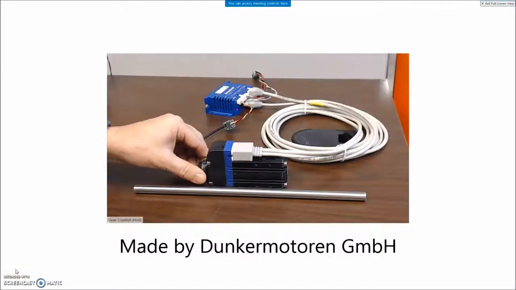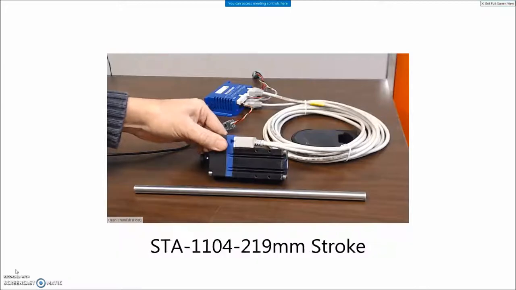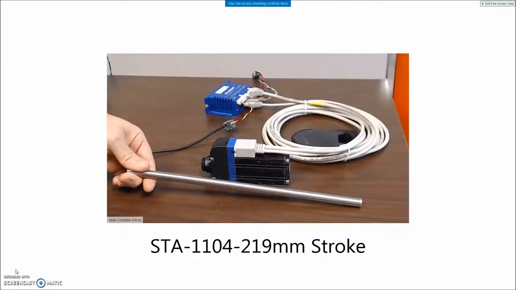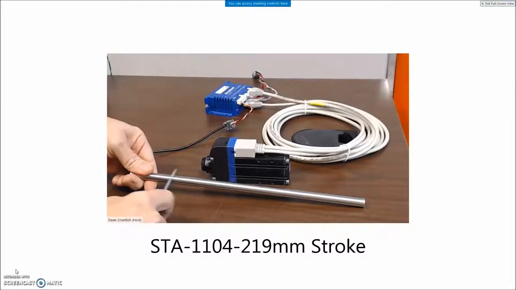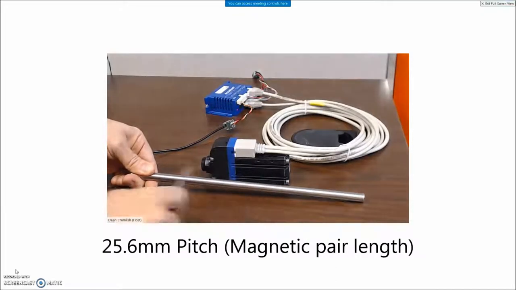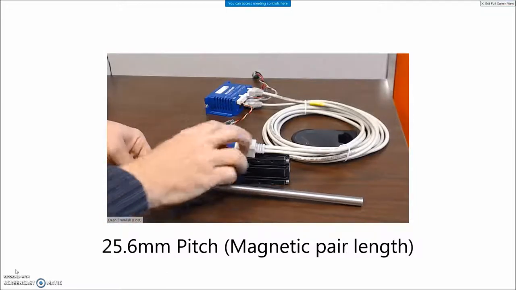This is the Servotube STA1104. This is the coil for this little linear motor. And this is the magnet. It's actually a tube with magnets in it. It's pairs of north and south pole magnets, just like a linear motor.